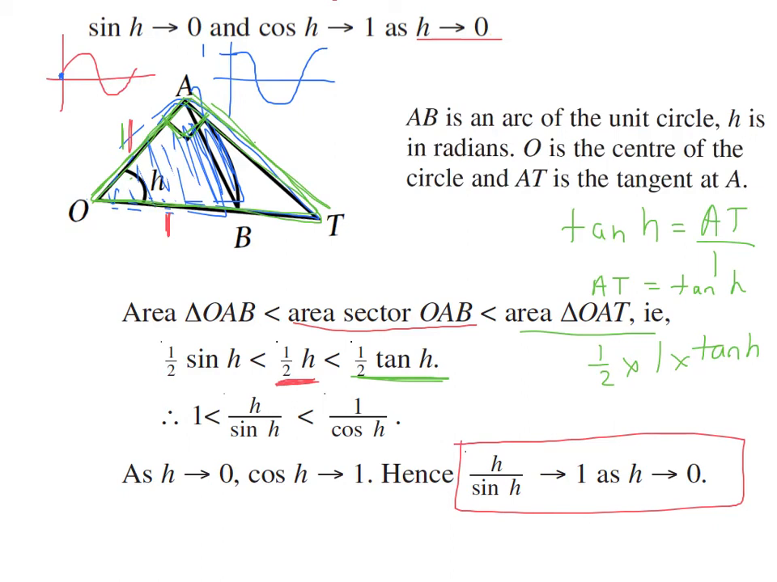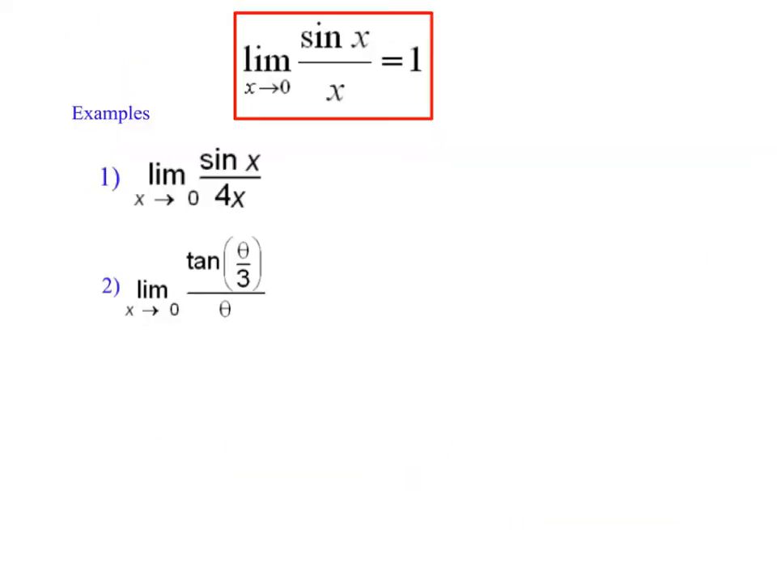But the extension 1 girls actually need to use that relationship, and on the next slide there's some examples. So the 2 unit girls don't really need to know how to do examples like this, but I guess it would enrich your learning. Using the fact that as h approaches 0, or as x approaches 0, sine x on x equals 1. And we just had a look at the proof for that using the area of the sector in between the small and the big triangle.